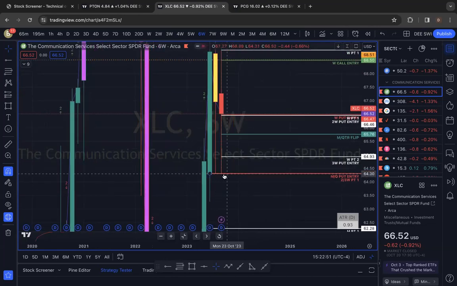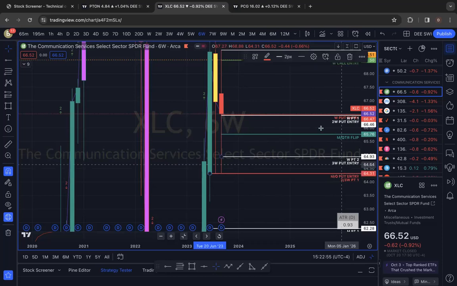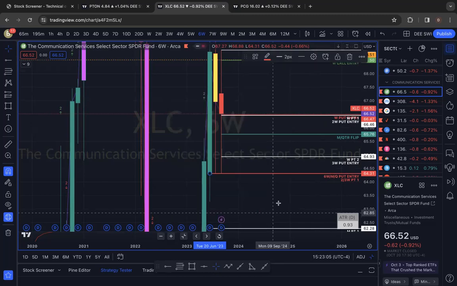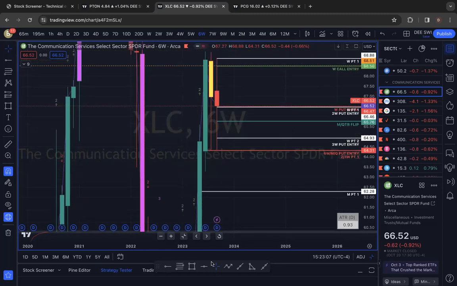So this also shares the same put entry as the month and the quarter. It has the same exact put entry. So I'm going to mark that, the 6-week put entry. And the price target for the 6-week would be right here.